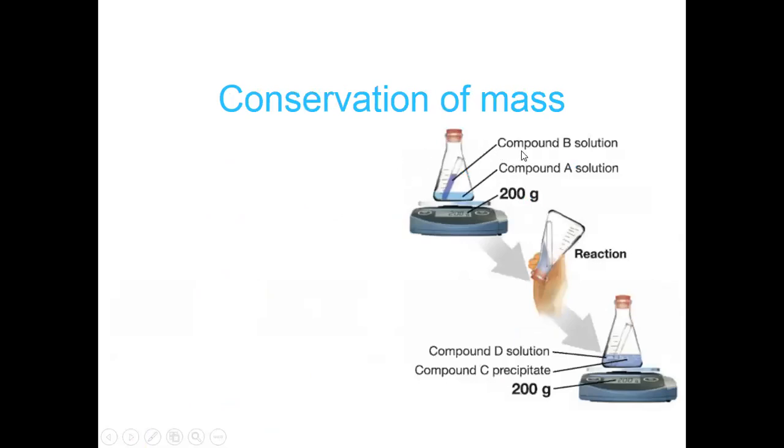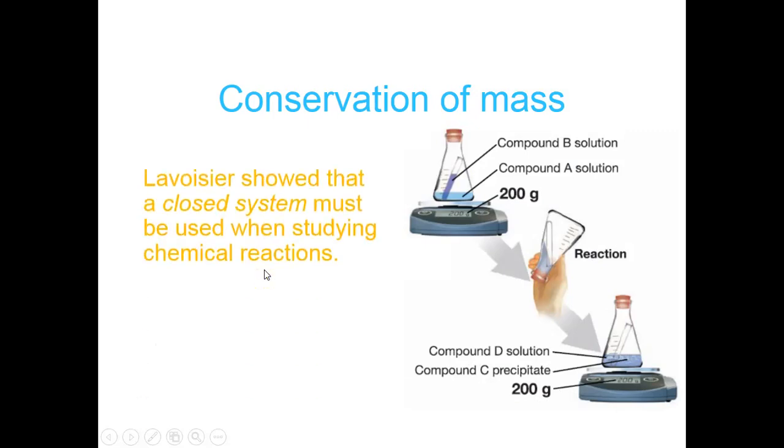Look at the conservation of mass. Compound B solution and compound A solution are put together and mixed together in order to react. The reaction takes place here when we invert the flask. Compound D solution and compound C precipitate. The mass was initially 200 grams and still 200 grams, so the mass is conserved. This is the law of conservation of mass.